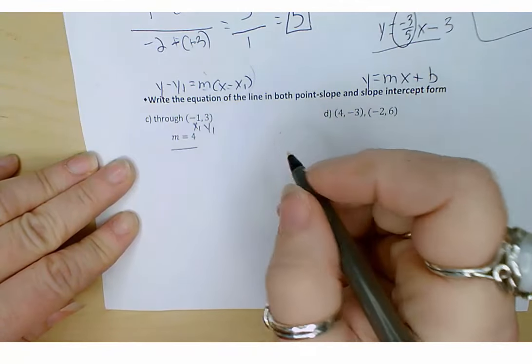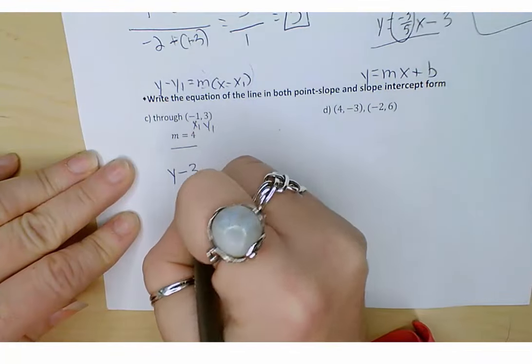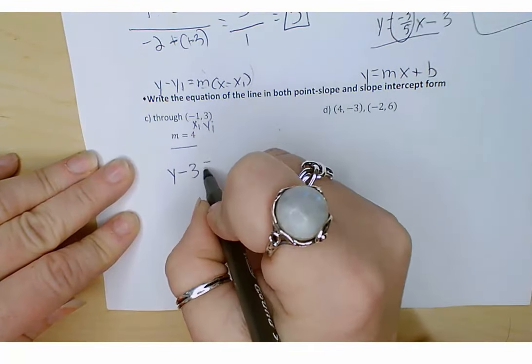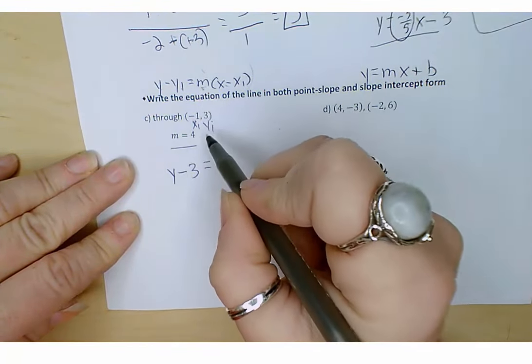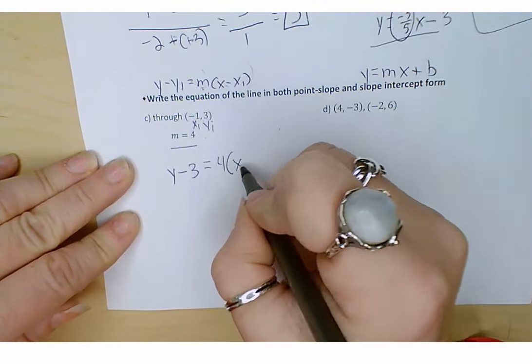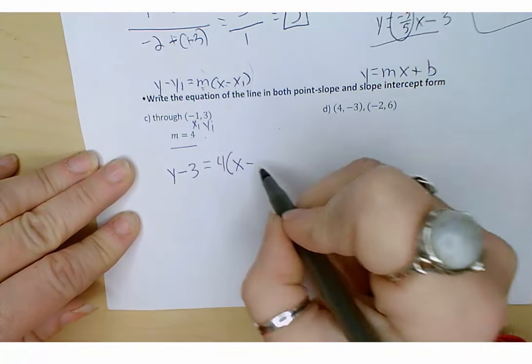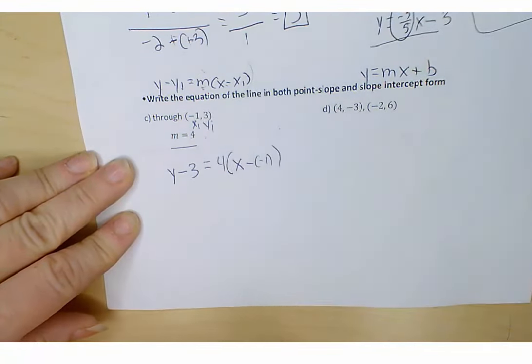So let's directly plug in. That's going to look like y minus our y1, which they told us here is a 3, is equal to our m. Well, they also gave us that. That's a 4 right here. Open parentheses, x minus our x1, which here is our x, which is a minus 1.